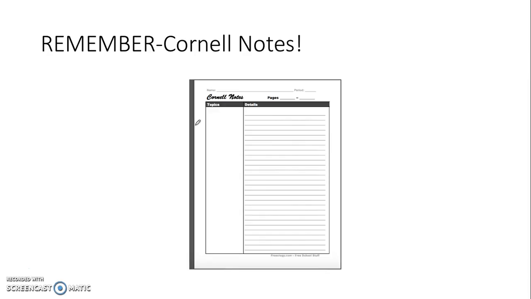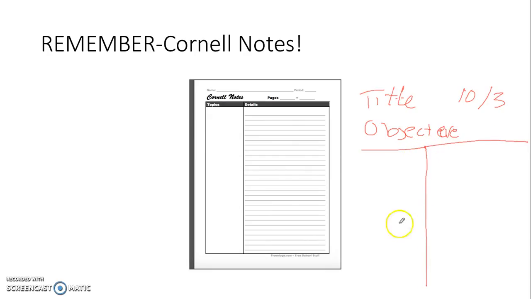So remember that line. On the top of your paper we have the title and the objective. That horizontal line goes on the top. So let me write off to the side here: title, and then our date, probably the 3rd if you're watching this, and then our objective, and then that horizontal line goes down, and then that vertical line goes down the side. That's this part right here, okay? Ours is a little bit different, but we have the title, the objective, and then that vertical line goes down.